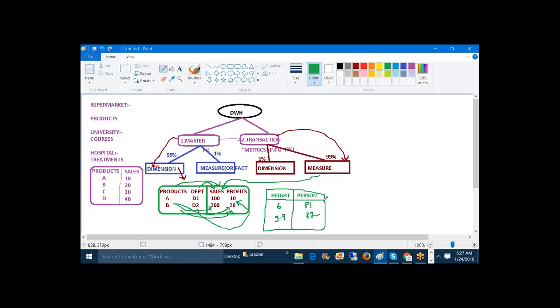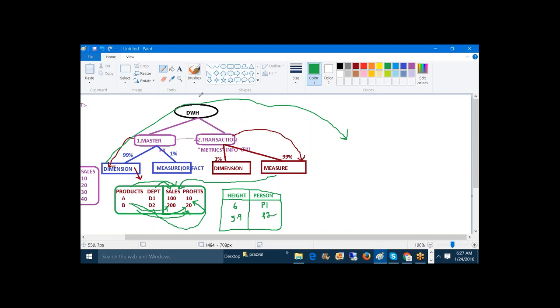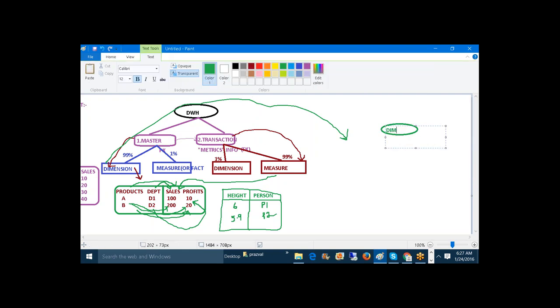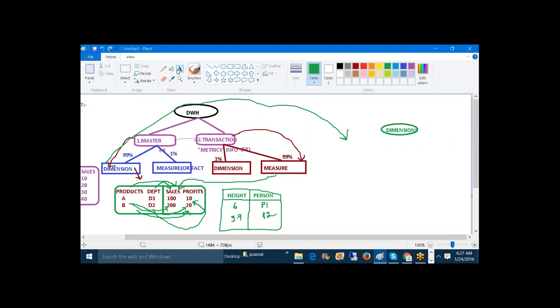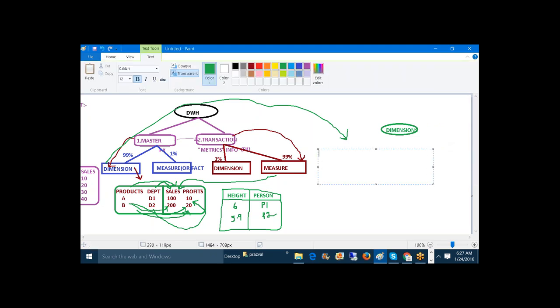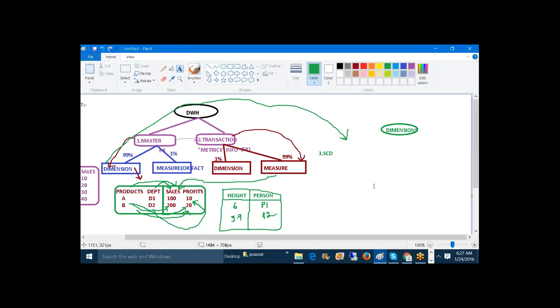So in the data warehouse, these dimensions are divided into some different types. In the data warehouse, the dimensions are divided into a total of 9 different types. The 9 different types of dimensions are: number 1, SCD. So what is SCD? SCD stands for slowly changing dimension.